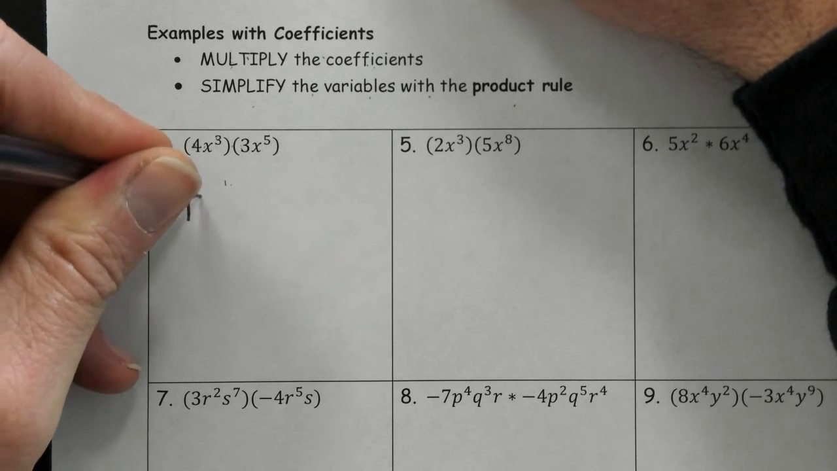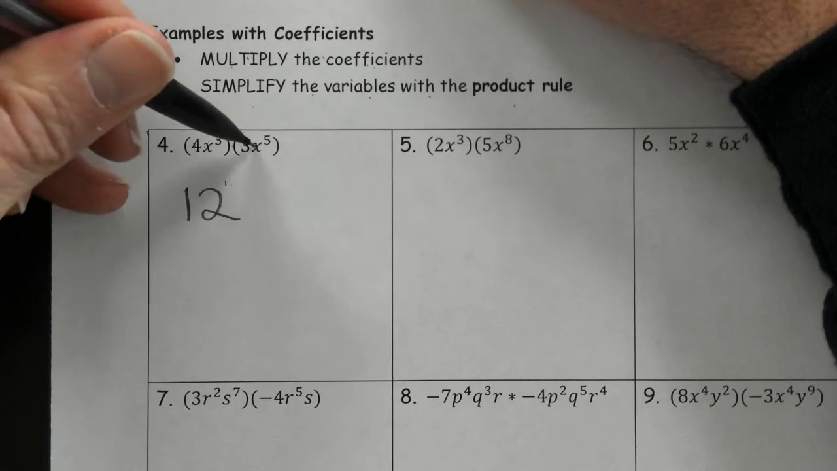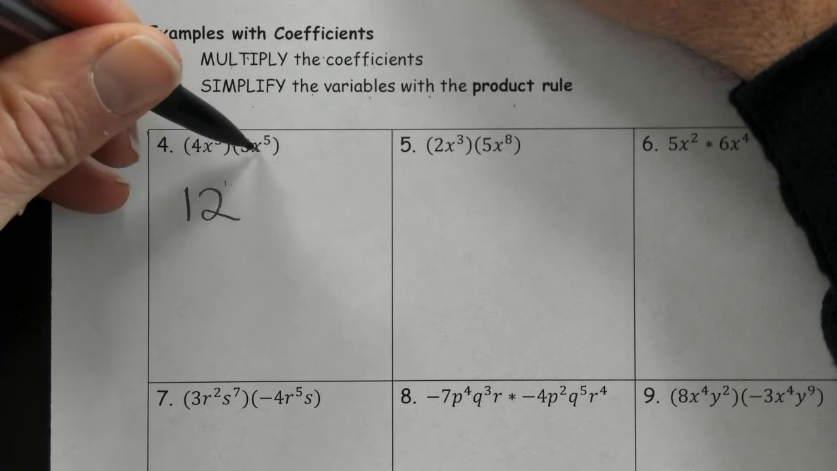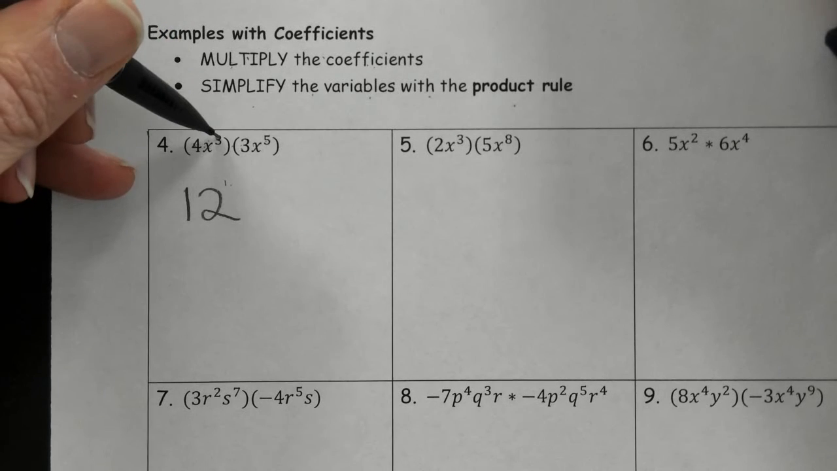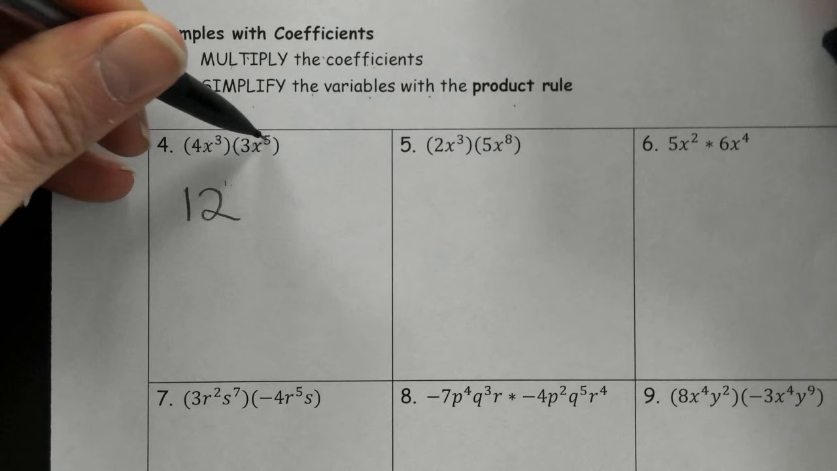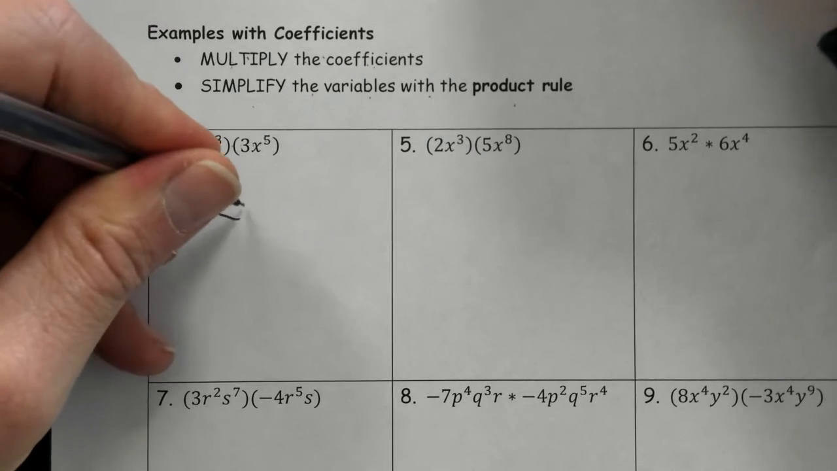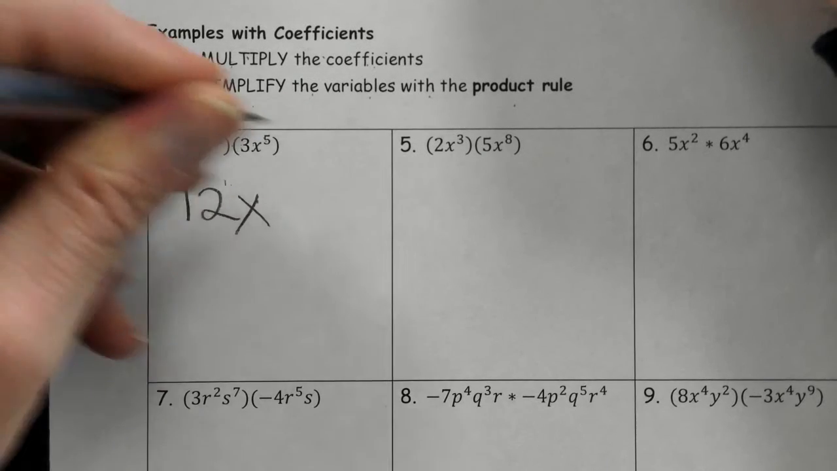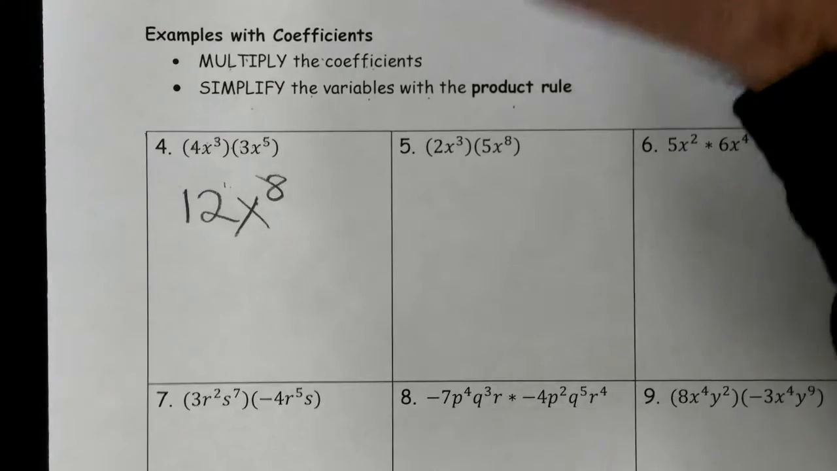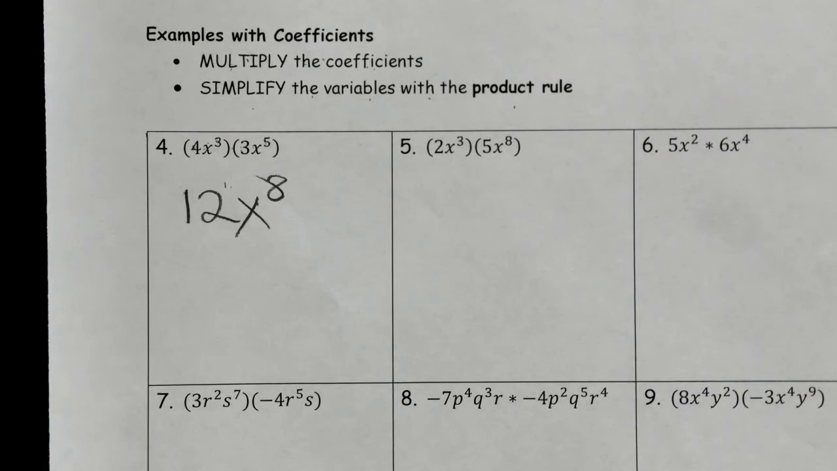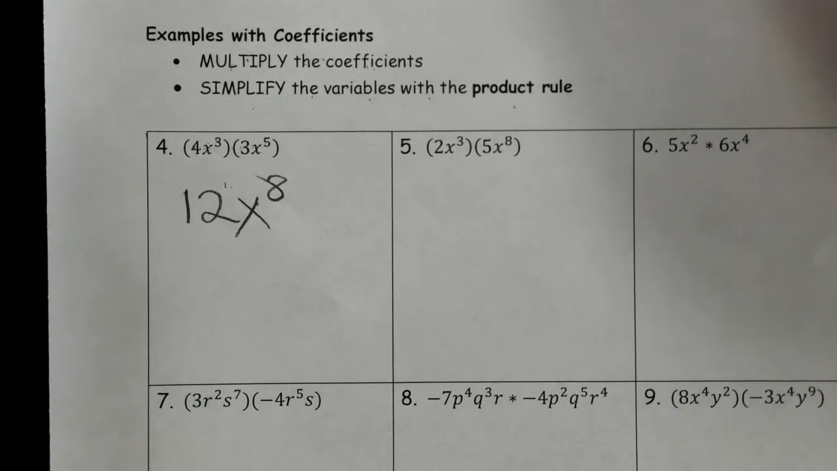We'll write that in first. Now I can do the letters. x to the 3rd times x to the 5th. Well, remember, what do I need to do with these two exponents, the 3 and the 5? I need to add them together, which means it's going to be 12x to the 8th power. And then there's your answer. All right. So again, if you've got coefficients in front of the letters, you need to multiply those together first and then deal with the letters next.